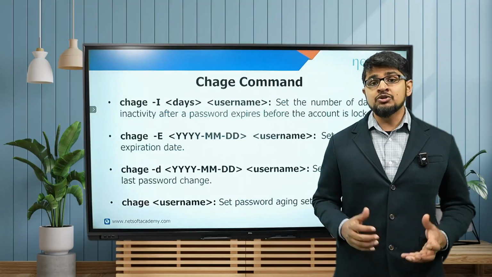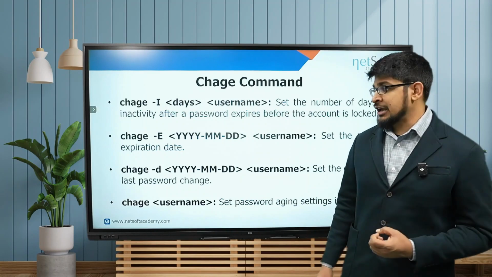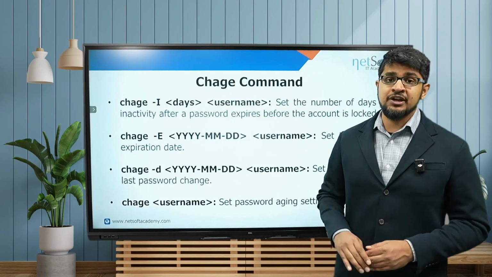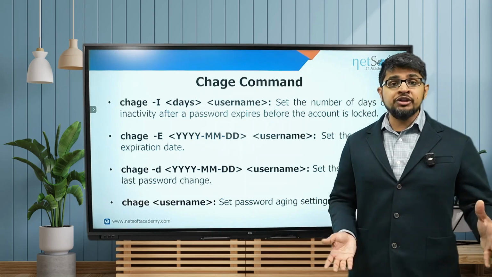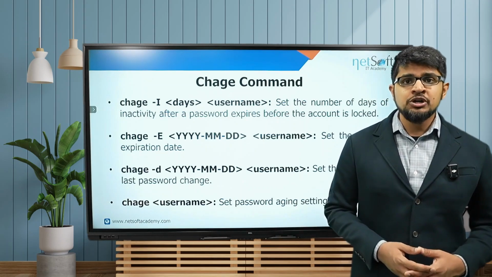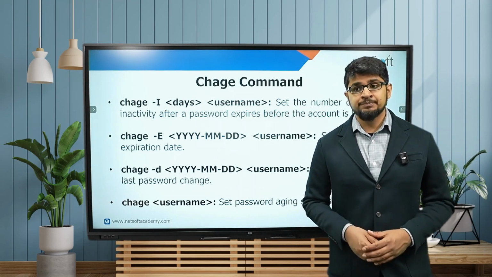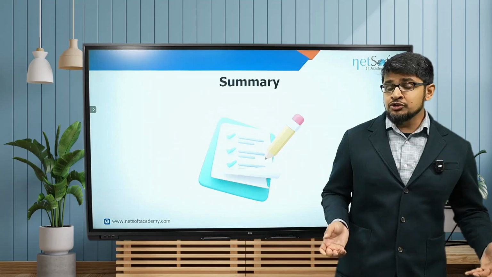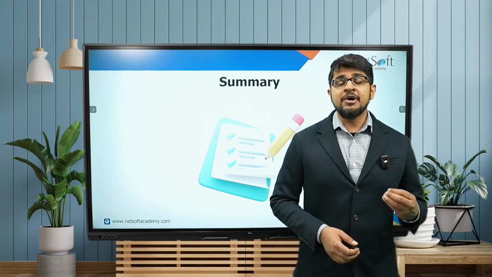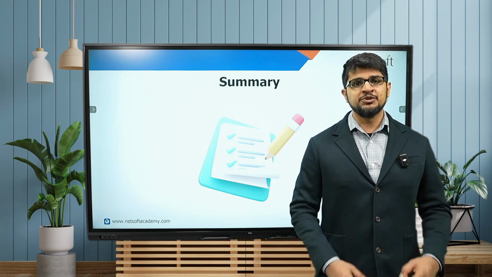You can interactively change all of the properties, as this is an interactive command when not used with specific switches or options. You can just run the command and all the information will be requested from you, and you can set password properties using chage. So in this next lab, we're going to go through how to use the chage command in order to modify and understand password aging with Linux. Please stay tuned.